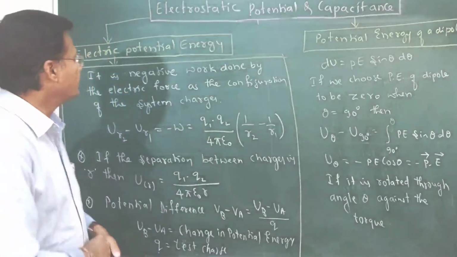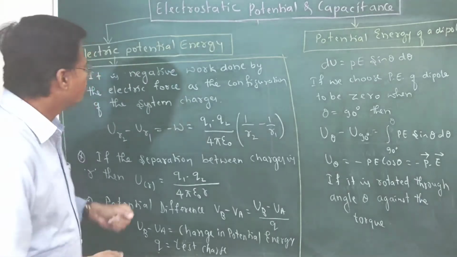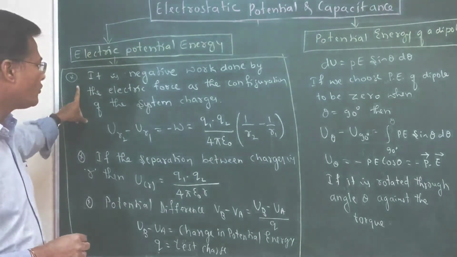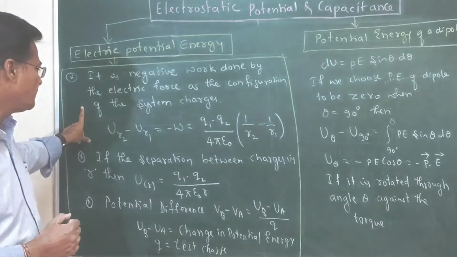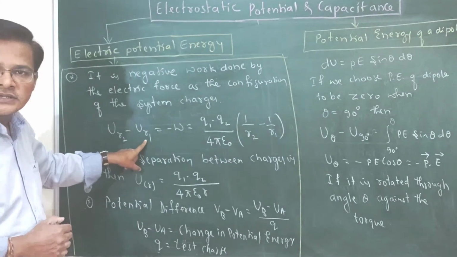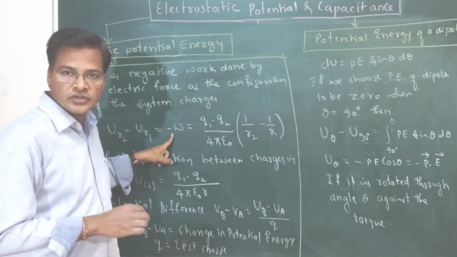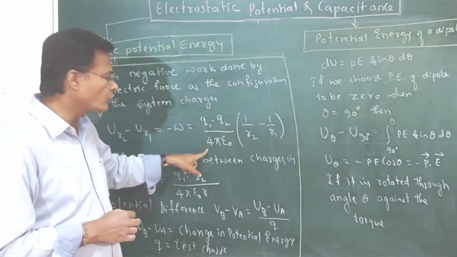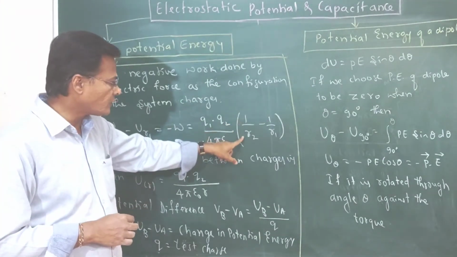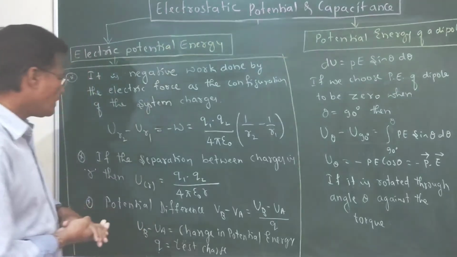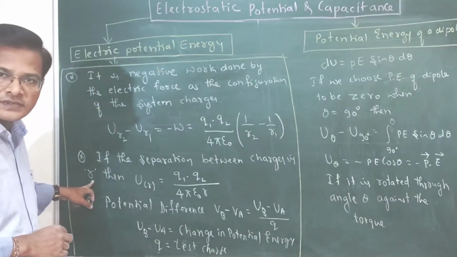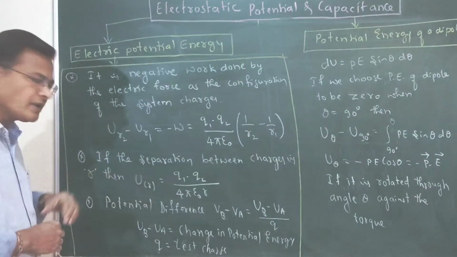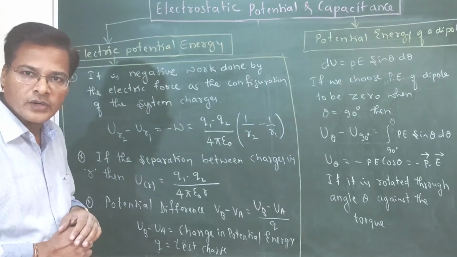Now we can understand electric potential energy. Electric potential energy is the negative work done by the electric force as the configuration of the system of charges changes. So U(R2) minus U(R1) equals minus W, which equals Q1 Q2 divided by 4 pi epsilon naught times (1 by R2 minus 1 by R1). If the separation between the charges is R, then U(R) equals Q1 Q2 divided by 4 pi epsilon naught R.